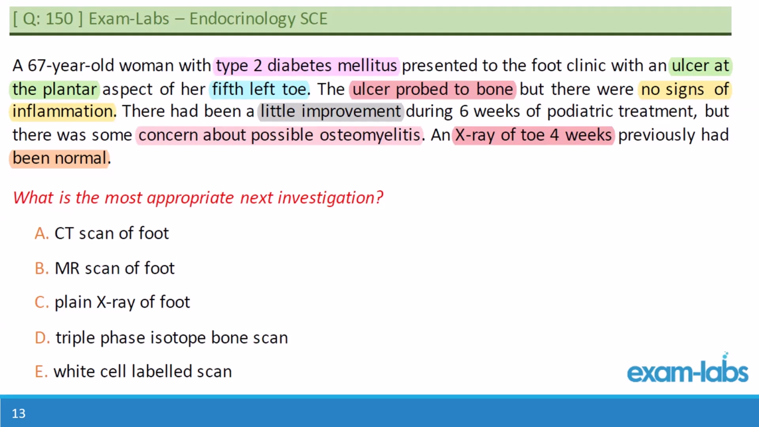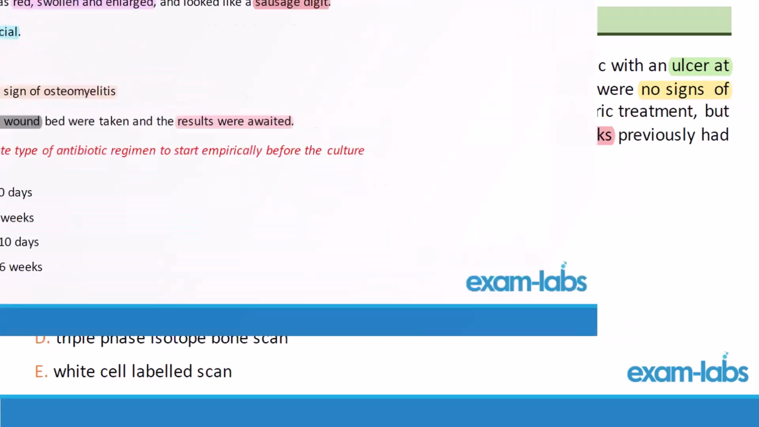As we mentioned, for osteomyelitis there are two investigations, X-ray and MRI. Don't forget this. If we suspect osteomyelitis, we have two imaging modalities, X-ray and MRI. The X-ray from 4 weeks ago was normal. What is the best option here? I think plain X-ray again. Yes, we should repeat the X-ray. An X-ray from 4 weeks ago does not exclude osteomyelitis today. So we should repeat the X-ray, and if it is normal, we can do an MRI of the foot as the next imaging modality.